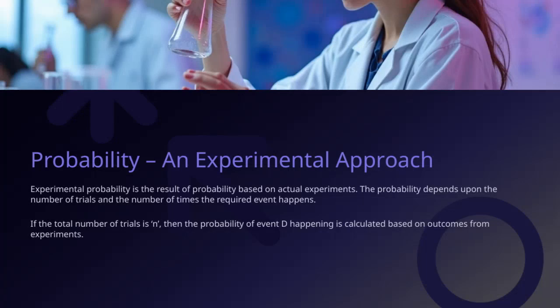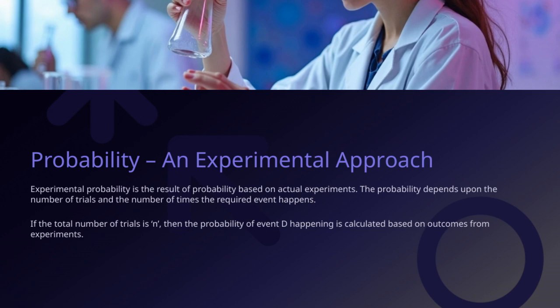So, if the total number of trials is n, then the probability of event D happening is calculated based on the outcomes we observe from these experiments. Essentially, experimental probability is derived from actual trials, meaning we look at what actually happens during our experiments rather than just theoretical predictions. The key idea here is that this probability depends on two main factors: the number of trials we conduct and how many times the event we're interested in actually occurs.